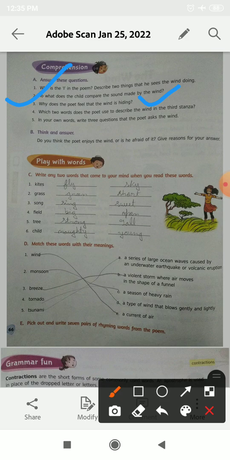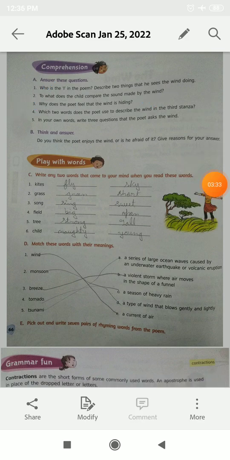Now the next question, question number 4: which two words does the poet use to describe the wind in the third stanza? The answer of this question is: the poet uses the words beast and child to describe the wind. Once again listen carefully. The poet uses the words beast and child to describe the wind.